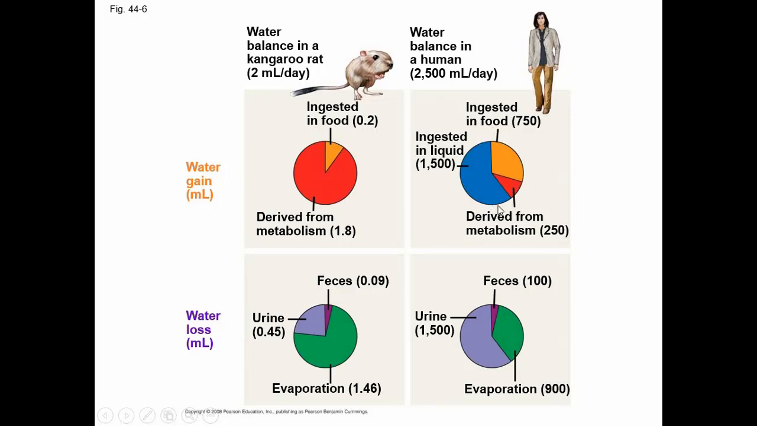So we drink a lot to maintain our body, and from food, we also get a lot of water. That's for the intake. And then for the water loss, we can see that mostly we lose water from urine. That's the biggest one, followed by evaporation, and the last is feces. But kangaroo rats, on the other hand, tend to lose water by evaporation, followed by urine, and the last by feces.